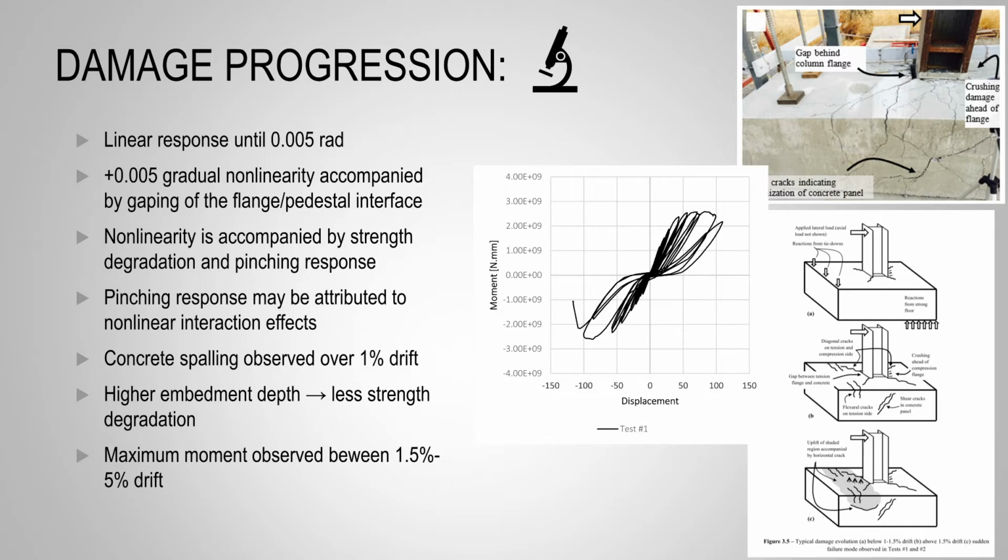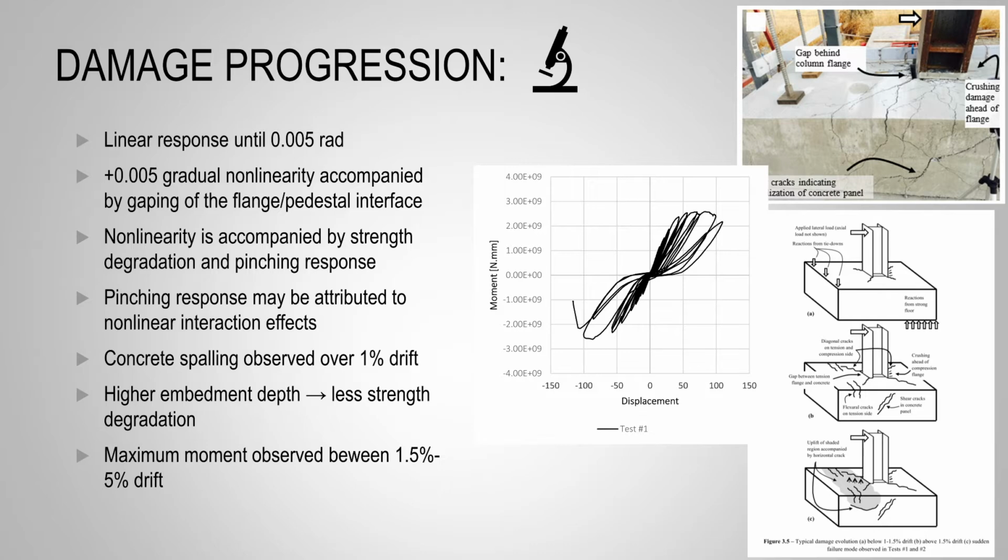We can see a linear response until 0.005 radians. Above this point, we can see a gradual non-linearity that is accompanied by the gaping of the flange pedestal and the concrete interface. Also, we can see that the non-linearity is accompanied by strength and stiffness degradation, and it is presented as a pinching response in the connection. Also, the pinching response may be attributed to the effects of nonlinear interaction between the two elements. Concrete spalling was observed past the 1% drift mark, and we can also say that the higher embedment depth leads to less strength degradation in the connection.